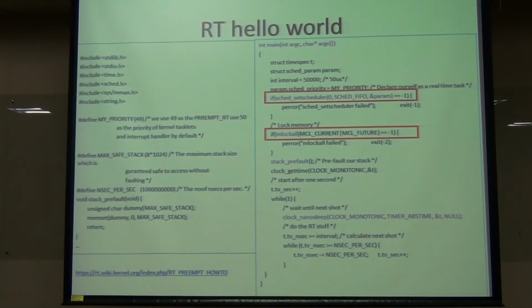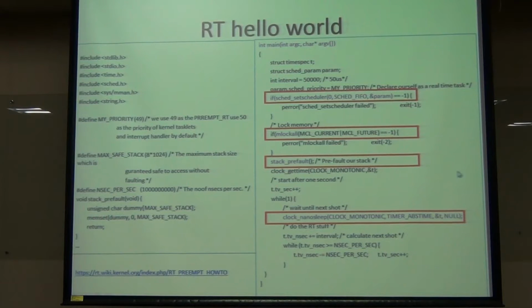Then lock the memory. So even if a memory fault comes, you can lock the memory first so that you minimize the impact on determinism here, and then also pre-fault the stack. Here you can sleep, determine the time, and then you run your real-time task. And I took this example from the RT wiki page here. Here's a link.